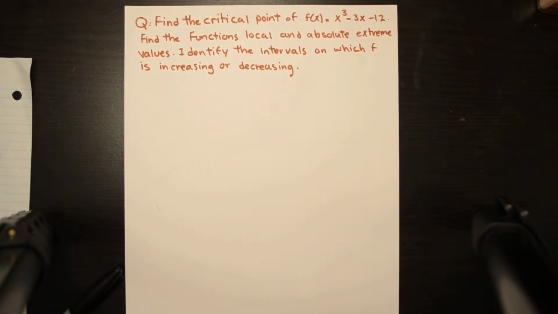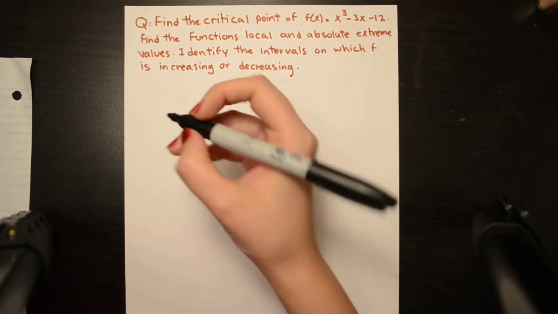The question is asking us to find the critical points of f of x equal to x cubed minus 3x minus 12, and find the function's local and absolute extreme values, and identify the intervals on which f is increasing and decreasing. So the first thing that we have to do is to find the derivative of f of x.